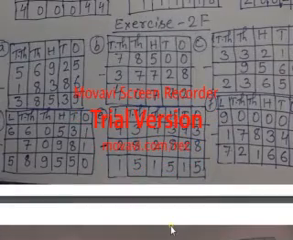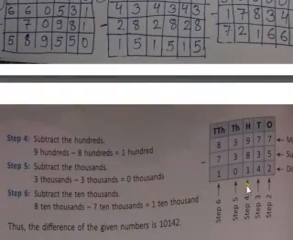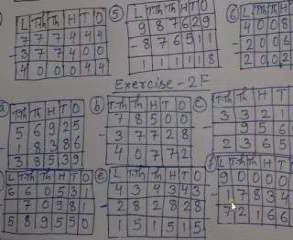Okay, so what you see? We see this is the way of subtraction. Only this you have to show. These remaining things you have to keep in your brain. No need to write steps everywhere.